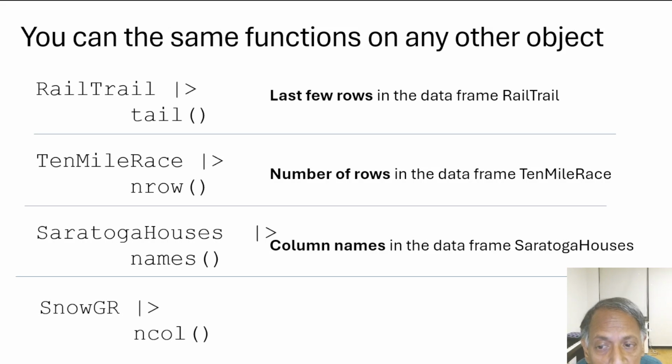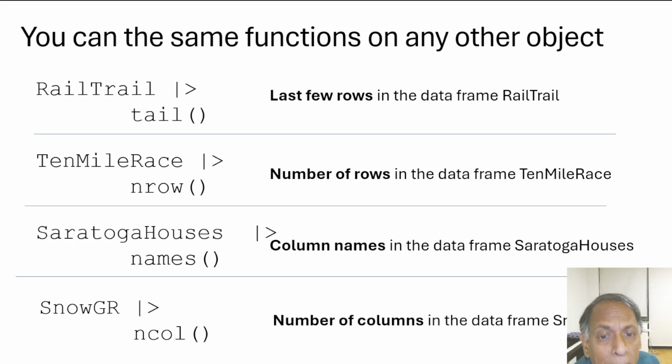And finally, there's another data frame called SnowGR, and if you pass it to the function ncol, it's going to give us how many columns there are in that. Remember, names tells you the column names, ncol tells you the number of columns. Okay, so you can understand the general pattern here, right? You give a data frame name, put the pipe, and then put whatever function you want following the pipe. You will get the result of applying that function on that data frame.